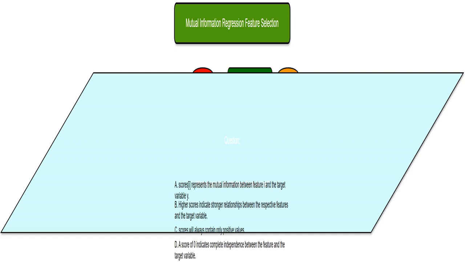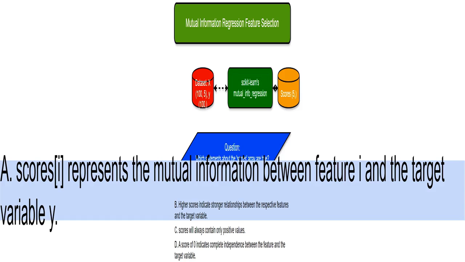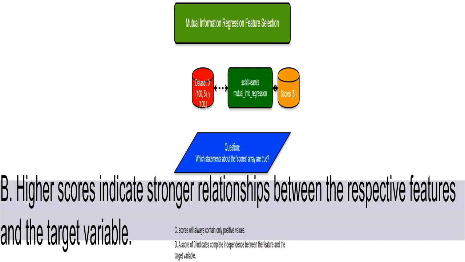Now, let's test your understanding. I'll present some statements about those scores, and you have to tell me which ones are correct. This statement says that each score in my list represents the mutual information between a single feature and my target variable. That's exactly right. It's true. This is also correct.